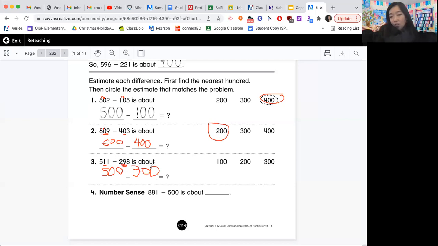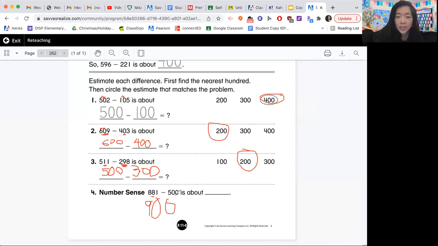Okay, now what is 500 minus 300? 200. Very good. Okay, next one. 881. The 8 in the tens place is going to tell us, should we soar up to 900 or should we rest at 800? This is 8, so it's 5 or more. Let it soar.